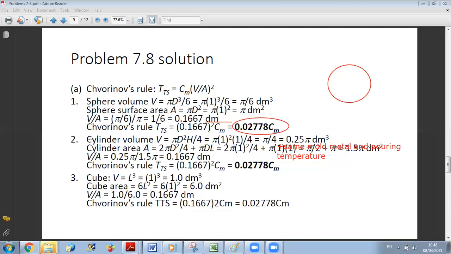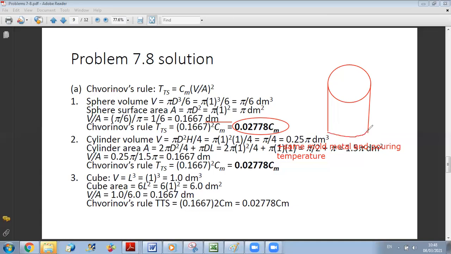Now we move to the cylinder. For the cylinder, we should calculate volume and also area. In the previous problem, it was a disc, so it's similar to a cylinder. Here the thickness is larger for a cylinder. So for the cylinder, same method to calculate the volume: pi d squared over 4 times the height.